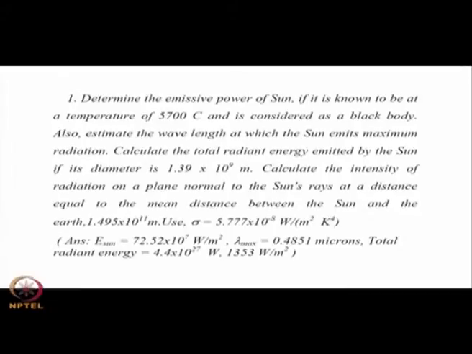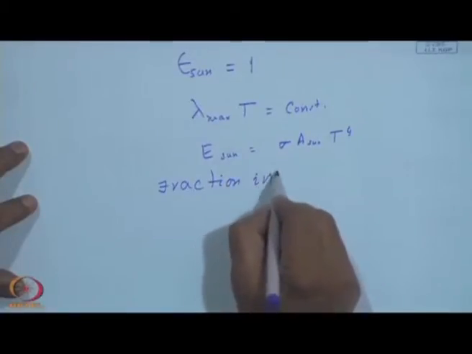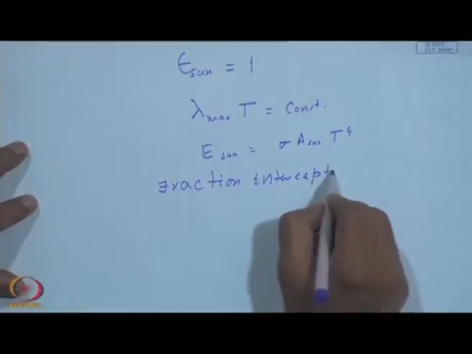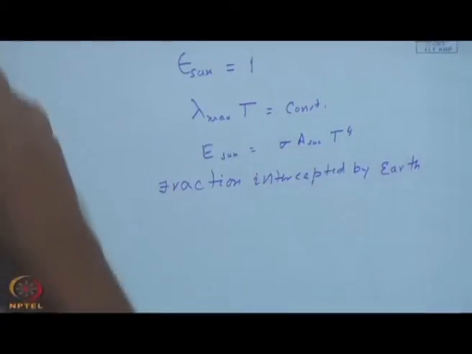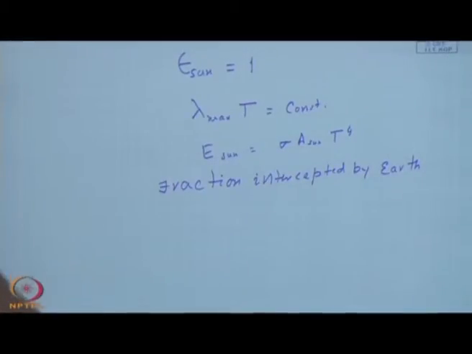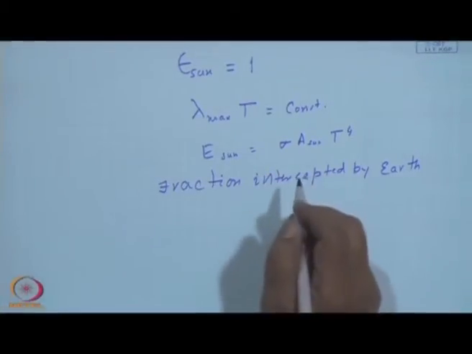So, the answers, if you plug in all the formula we have already given, E sun is 72.52 into 10 to the power 7 watts per meter square, and one more information, the fraction of the energy intercepted by the earth, can you guess how large or how small?